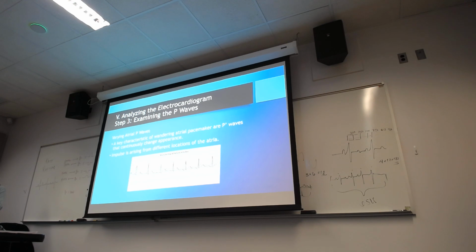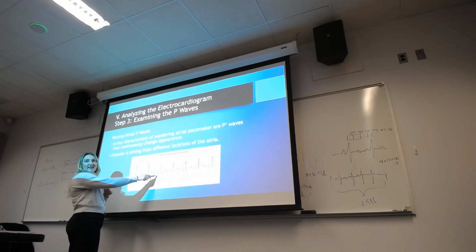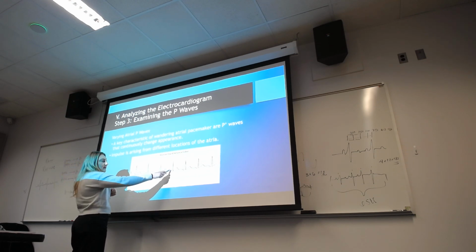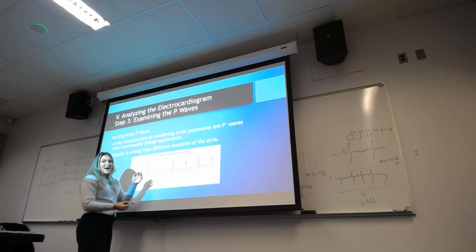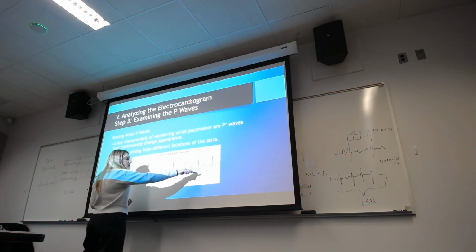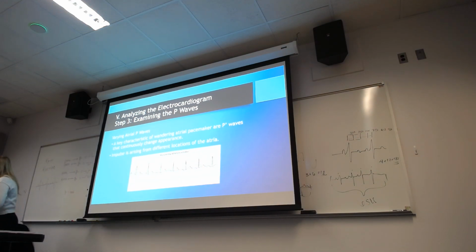This is a wandering atrial pacemaker. So you have P waves, right? Because a pacemaker is supposed to simulate the SA node. So you have a P wave, a P wave that's kind of buried in your QRS, a P wave that's now inverted, a P wave again that's inverted. And this is not uncommon for pacemakers.